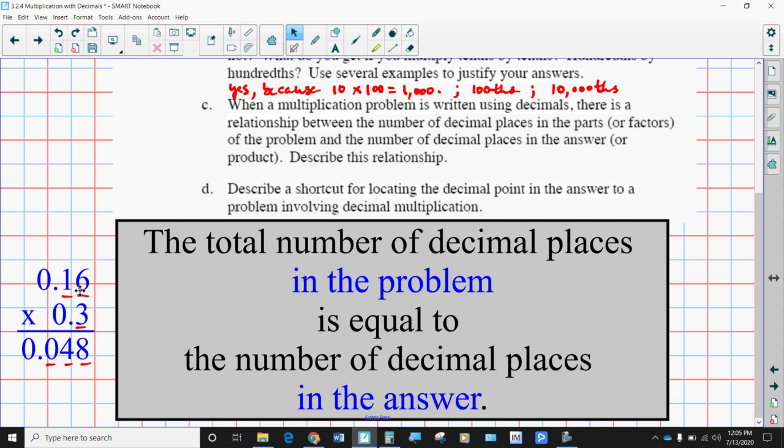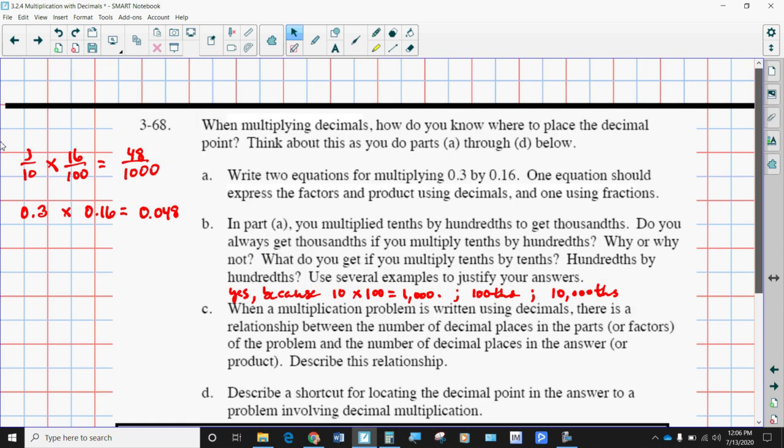So 16/100 has 2 decimal places. 3/10 has 1 decimal place, which means 1, 2, 3, your answer must have 3 decimal places. 16 times 3 is 48, so sometimes we need to put in zero placeholders to make certain that we've got the appropriate number of decimal places in our answer. And that is the main rule that we have to remember to follow whenever multiplying decimal numbers together. And if you practice multiplying using the equivalent fractions for each one of these decimal numbers that are being multiplied together, you'll kind of see why.